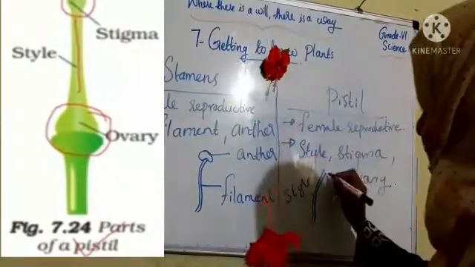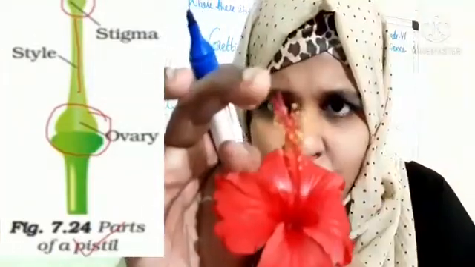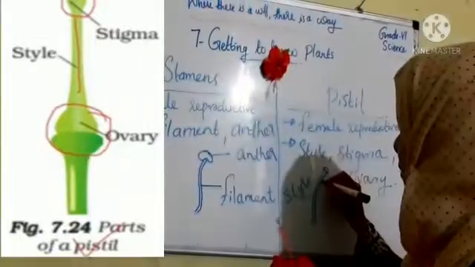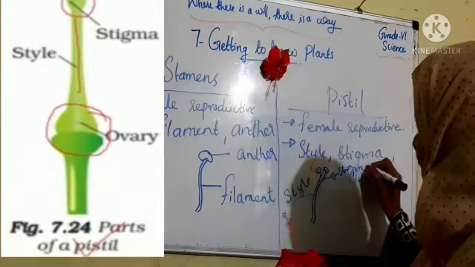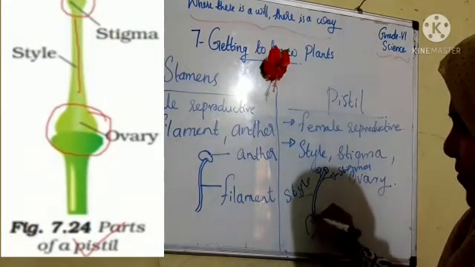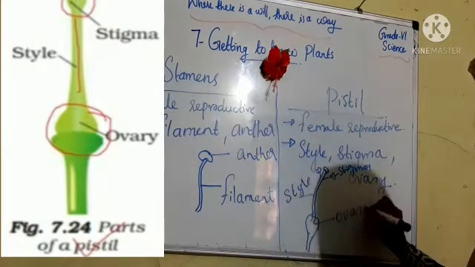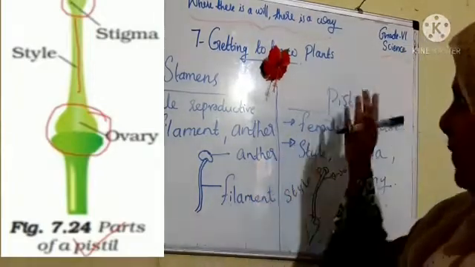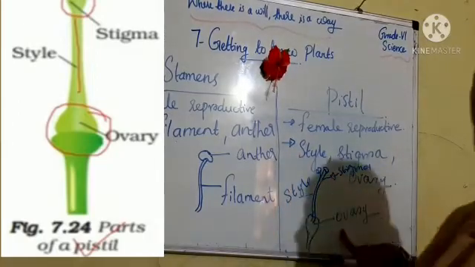At the top part we can see this small bead-like structure. That we call stigma. And here, at the base of the style, we can see the ovary. So these are the main three parts of the female reproductive part of a plant, the pistil. What are they? Style, stigma and ovary.